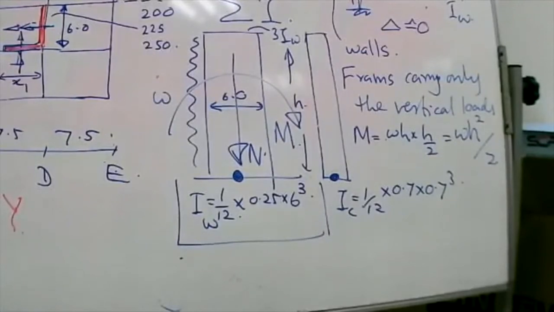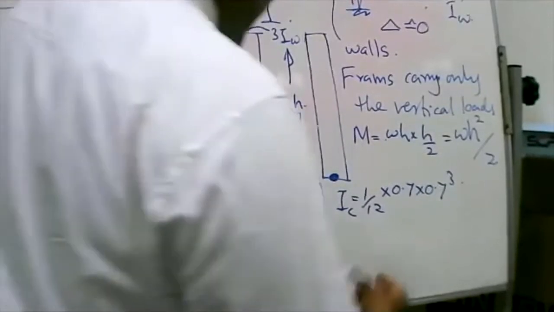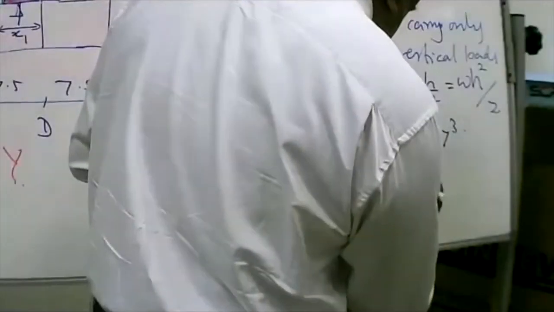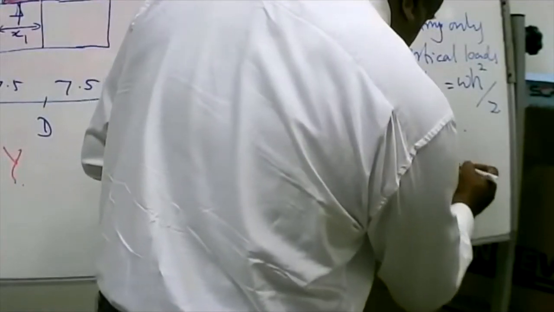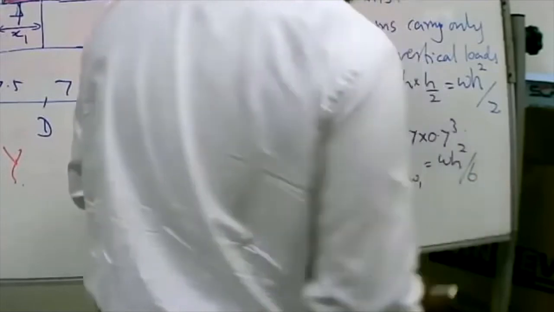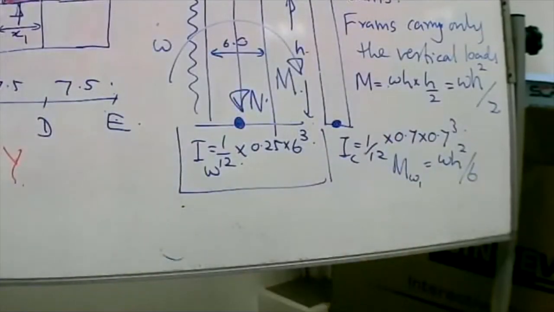And the moment carried by each wall will be this divided by 3. So M by each wall will be WH squared divided by 6. So we have 3 walls. So each wall will carry WH squared divided by 6. And we have to determine this moment at ultimate limit state.